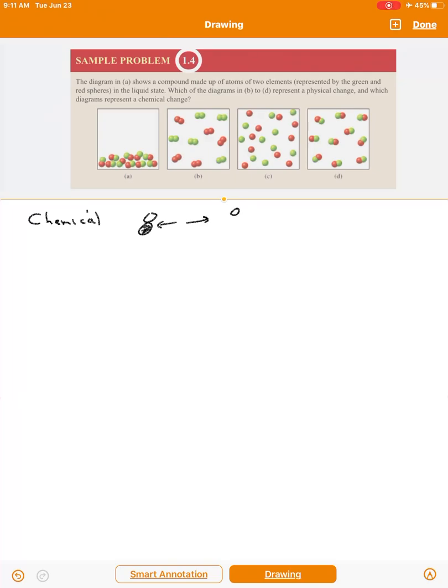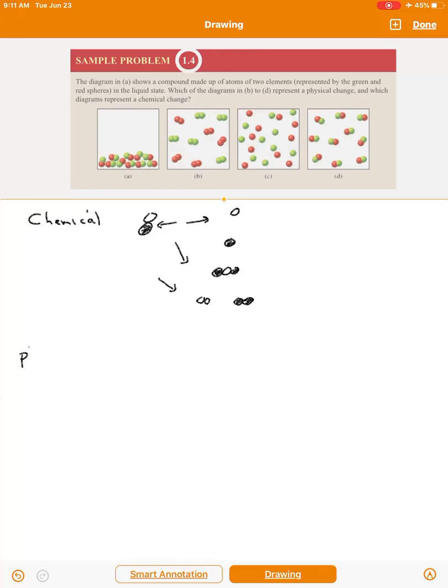So here would be an example. You might have them separated. That's a chemical change. Or what might happen is another one gets added. That's a chemical change. Or they split up and combine with each other. That's a chemical change. Okay? Those are all chemical changes.